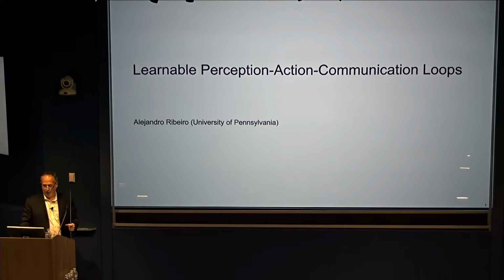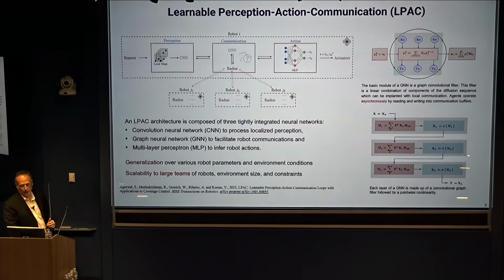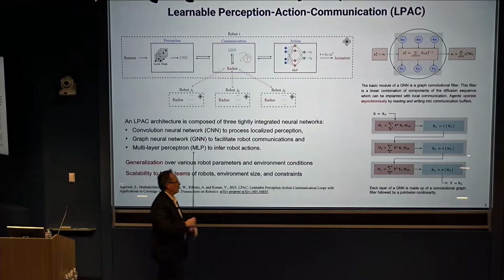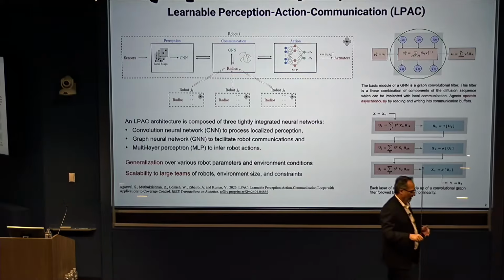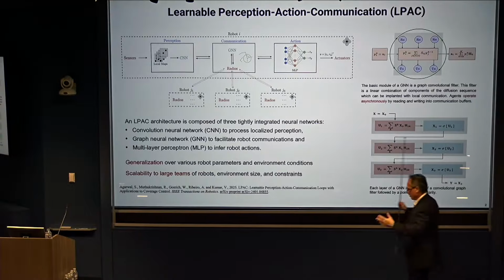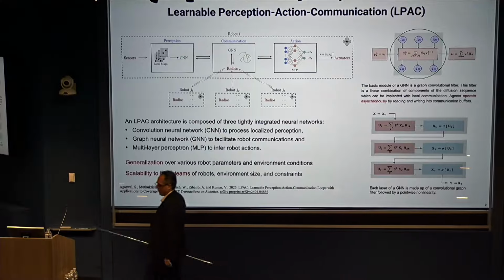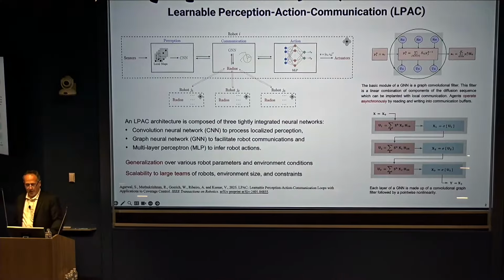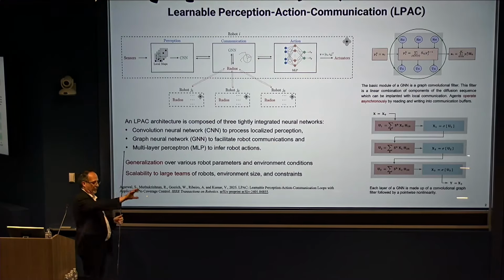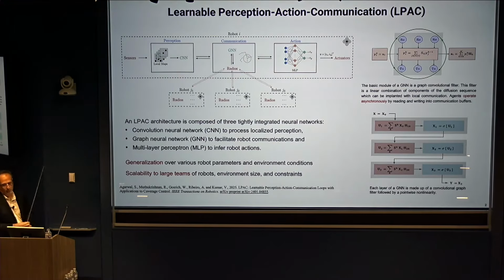Let me talk about this concept of learnable perception, action, communication loops. The idea here is the following. We are trying to use a graph neural network to navigate a multi-agent system. There are several robots here trying to accomplish a task, and we try to coordinate them. We will do that with a graph filter, with a graph neural network, which is made up of graph filters. And the communication, or the exchange of messages, that is necessary to implement this graph filter can be implemented over the air. We don't need to have a central location doing the coordination of the robots.